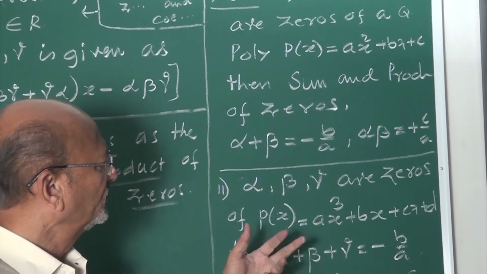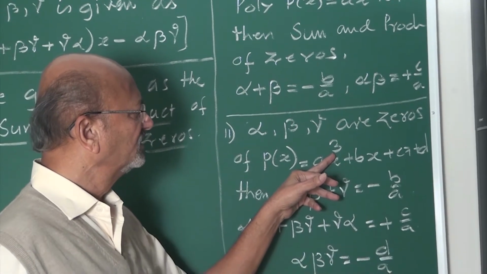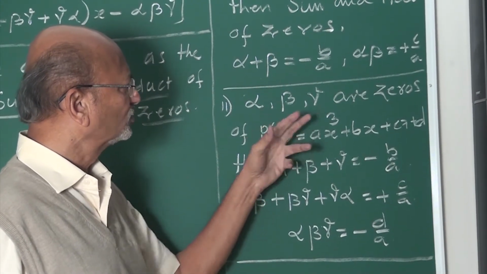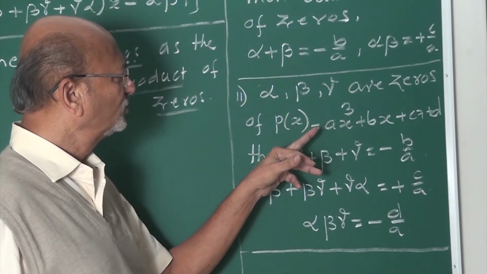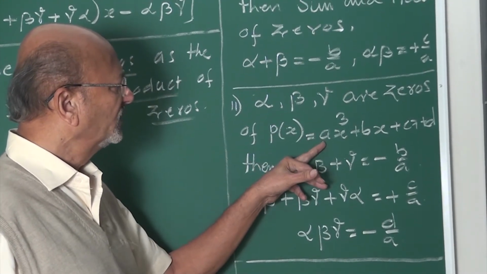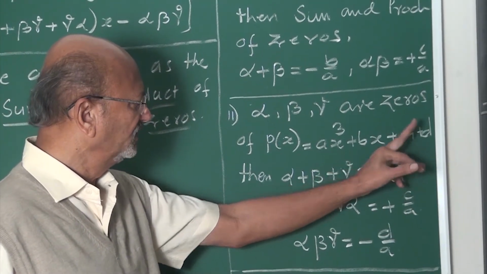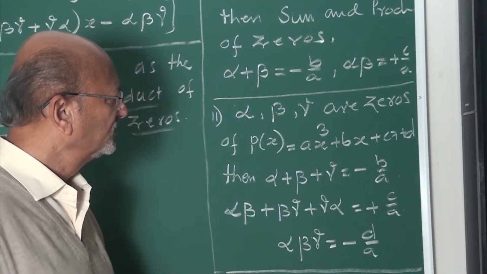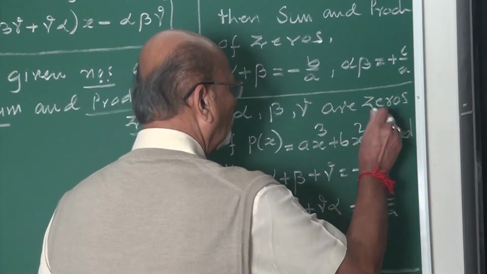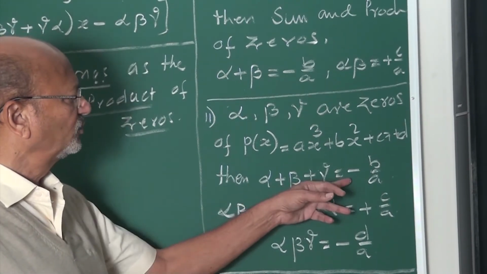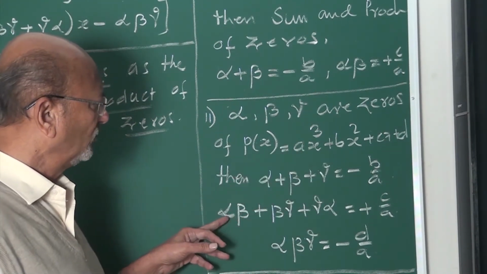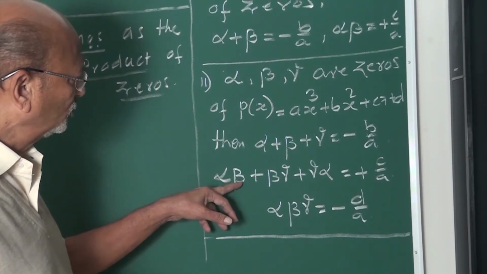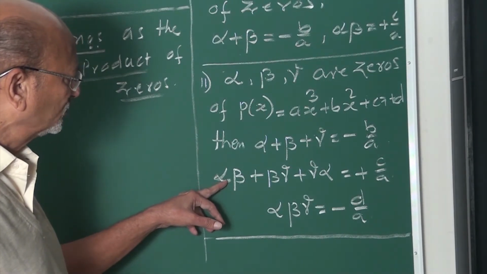Then cubic. Cubic means what? The degree is 3. When the degree is 3, the number of zeros is equal to the degree of the polynomial, so there are 3 zeros. Alpha, beta, gamma are the zeros of the cubic polynomial p(x) equal to ax cube plus bx square plus cx plus d. Then these are the relations. Sum of zeros is minus b by a, the same: minus coefficient of x square upon coefficient of x cube. Then what is the second relation in this cubic? It is the sum of the products of two zeros taken at a time.